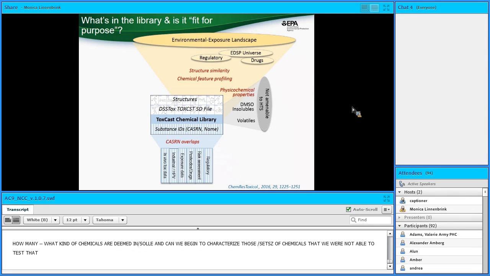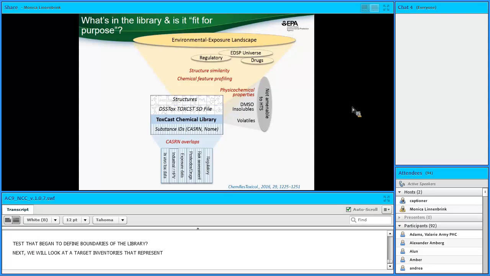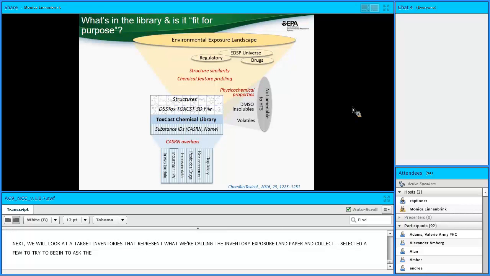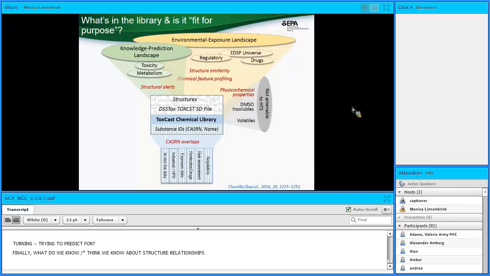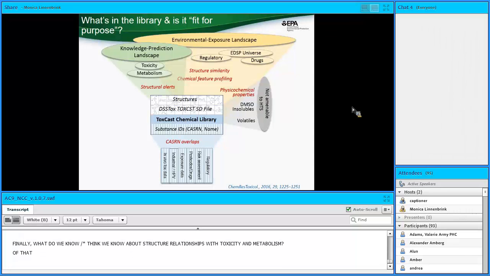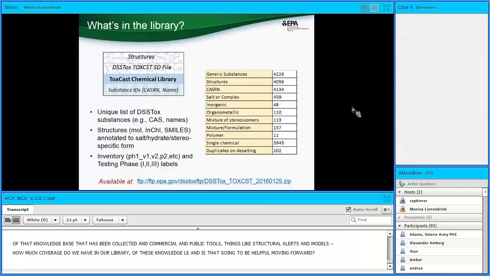Next, we will look at target inventories that represent what we're calling the environmental exposure landscape, and I've selected a few that we have on hand to try to begin to ask the question, does our library reflect the diversity and content of these libraries that we're interested in trying to predict for? And finally, what do we think we know about structure relationships with toxicity and metabolism? And of that knowledge base that has been collected in commercial and public tools, things like structural alerts and models, how much coverage do we have in our library of these knowledge elements, and is that going to be helpful moving forward? So step one, what's in the library?